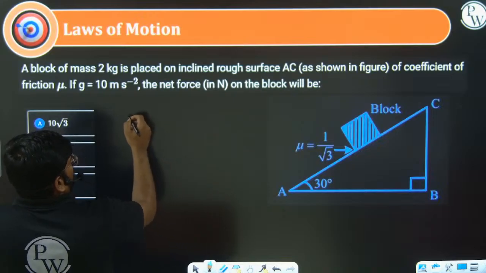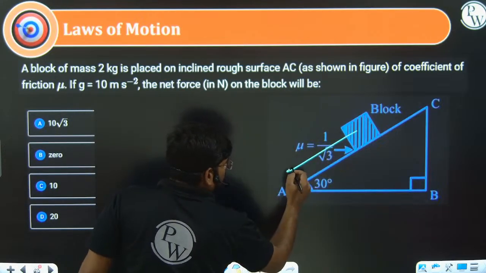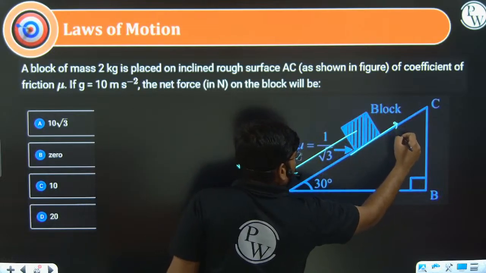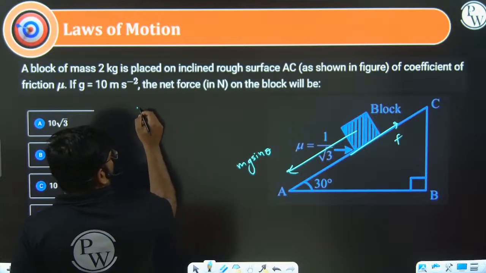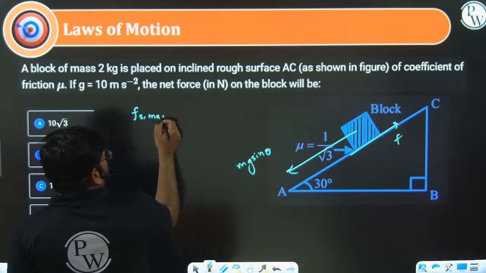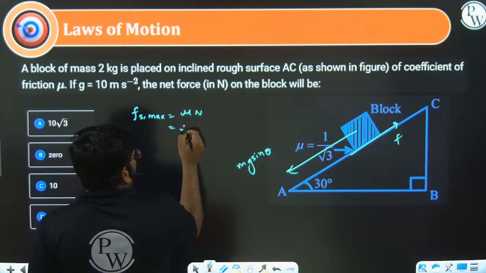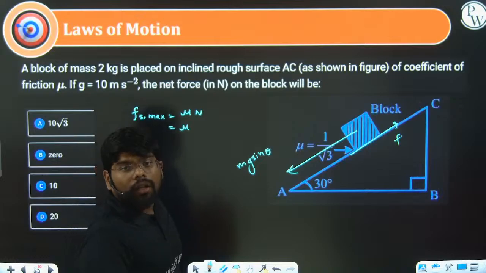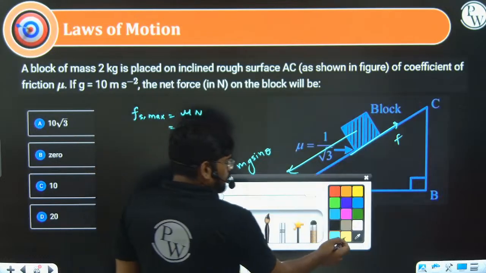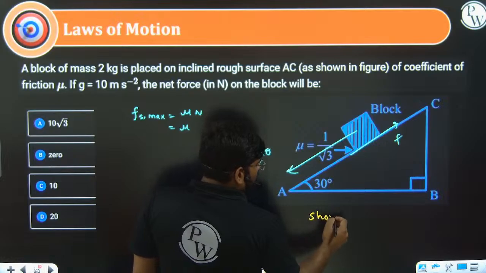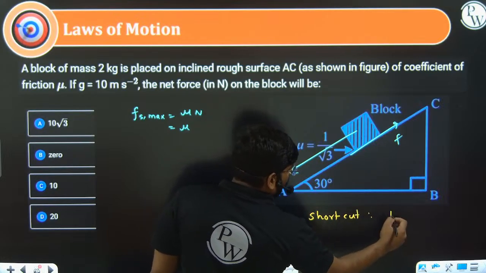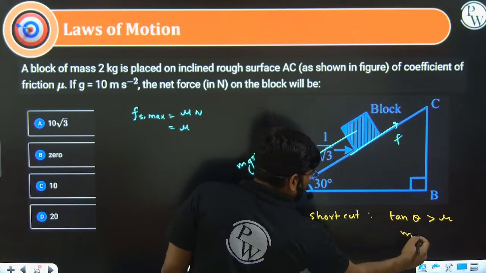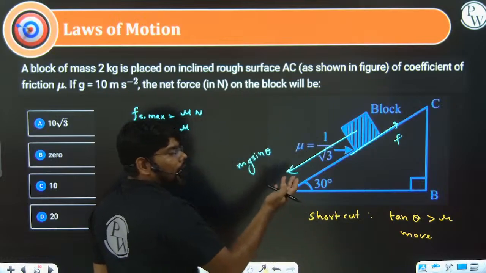Let us see what the forces acting down the plane are. That force is mg sin theta. And the friction will be trying to act up. So Fs max is equal to mu N, and mu N is equal to, here we have a shortcut actually, to decide whether the block will move or not. First I'll show you the shortcut here. On an inclined plane, who decides whether the block will move or not? When tan theta is greater than mu, it will accelerate, it will move. If tan theta is less than or equal to mu, it doesn't move. That is the angle of what?